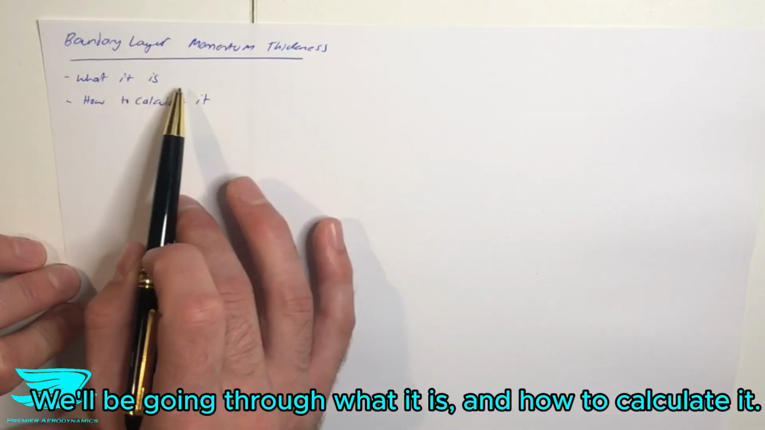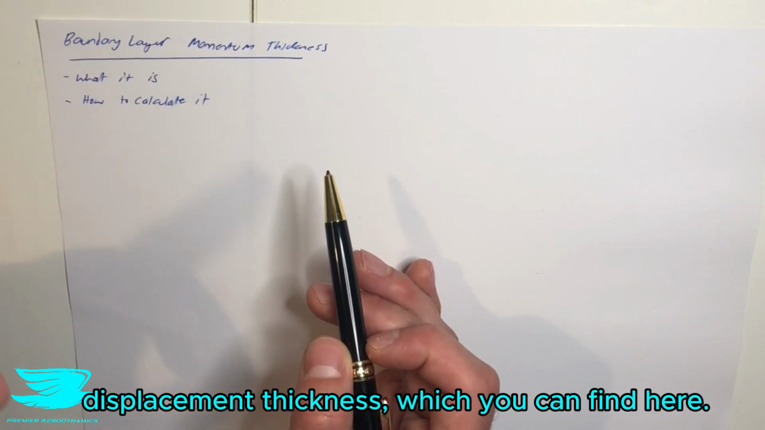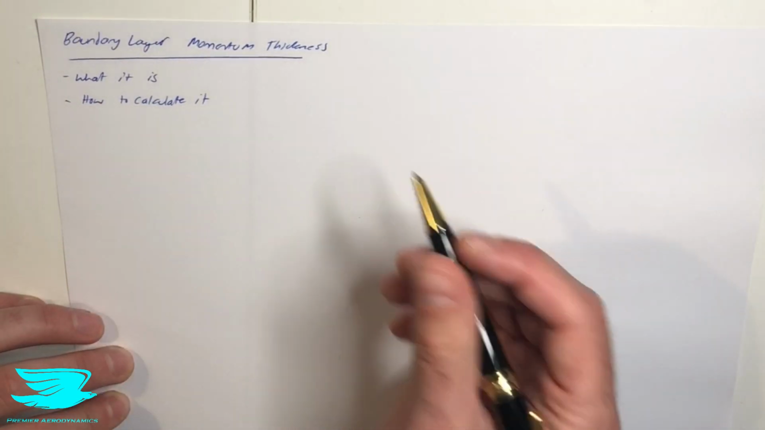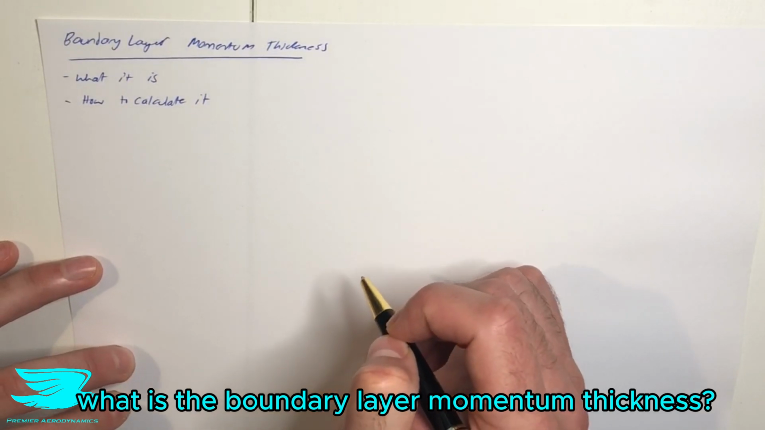Today we're talking about boundary layer momentum thickness. We're going through what it is and how to calculate it. And this ties into last week's video, which you can find here, and boundary layers in general, which you can find here if you haven't seen them. First of all, what is the boundary layer momentum thickness?